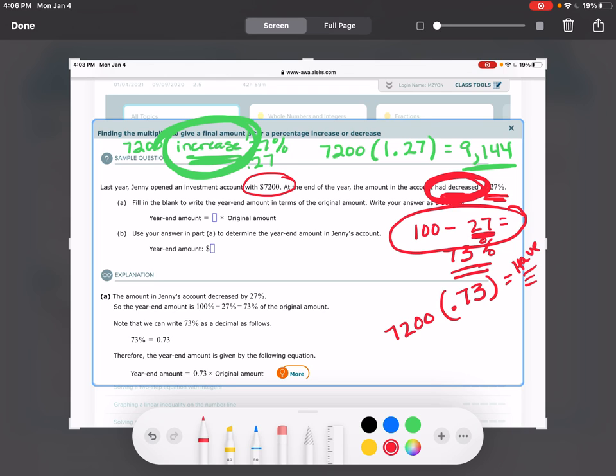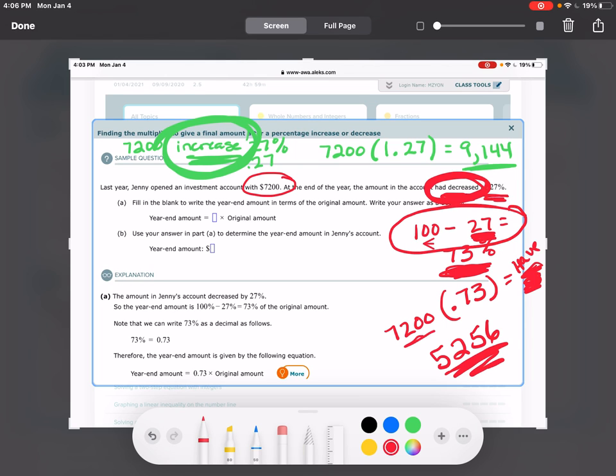We take the amount that we're decreasing, we subtract it from 100, because then we find out the amount that we still have, and that's important. So when we do 7,200 times 0.73, we'll get less than 7,200. We'll get $5,256, and that's how much I have left in my account.